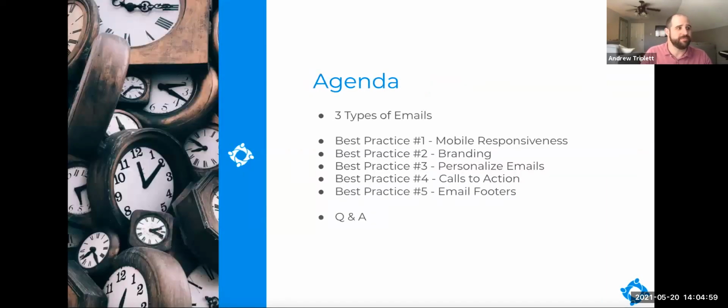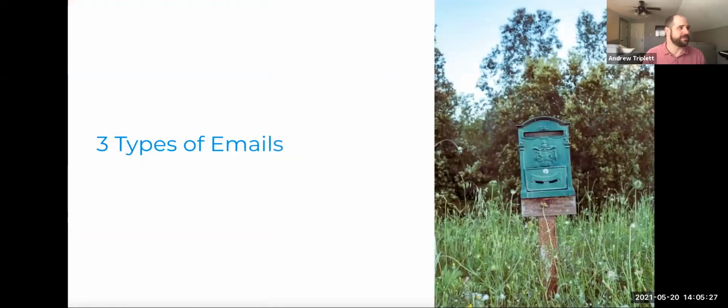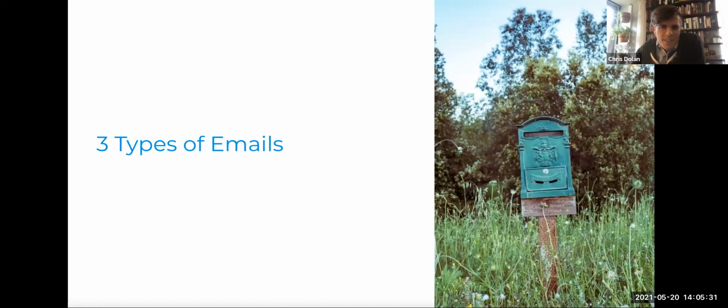Brief agenda before we dive in here, just to give you a lay of the land. We're going to start by talking about the three types of emails. There are actually three different types of emails that we want you to be familiar with that'll help frame our conversation today. From there, we're going to talk about 5 best practices, being mobile responsiveness, branding, personalized emails, calls to action, email footers, and like I said, we will have time there at the end for Q&A. So without further ado, I'm going to hand it over to Chris, and he's going to discuss the 3 types of emails.